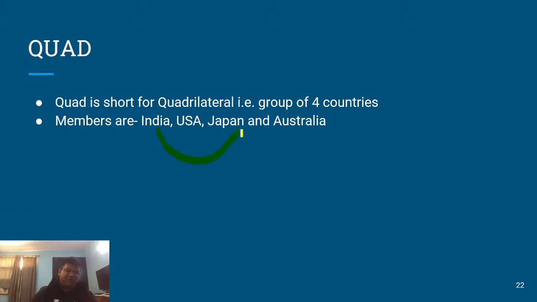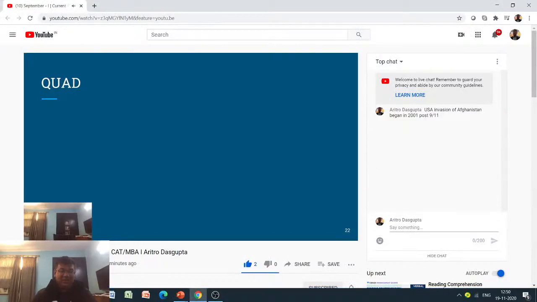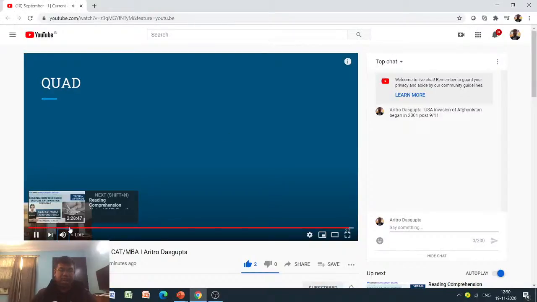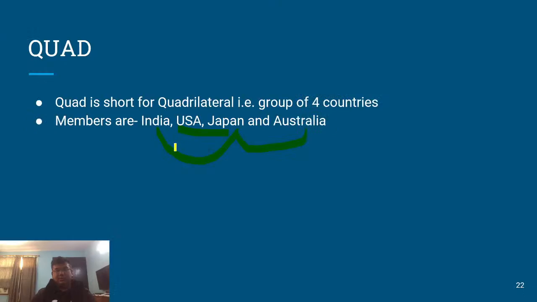India and Japan, sort of neighbors, at least we are on the same continent. Australia, again, not too far off, or greater Australasia, and of course the USA, because the USA is omnipresent, omniscient. The USA is everywhere, right? So that is what includes these four.